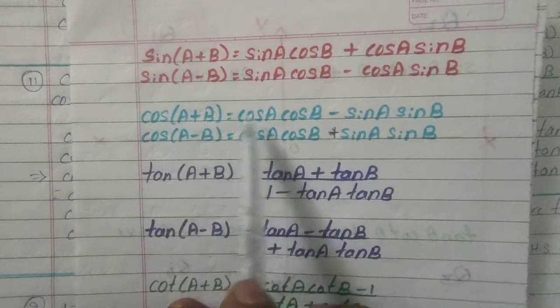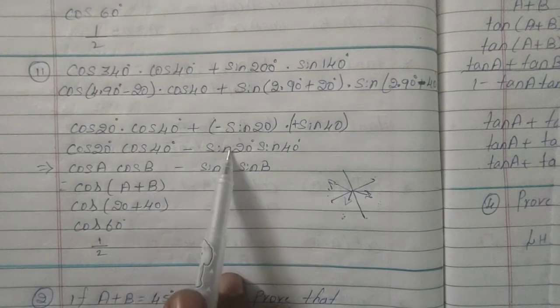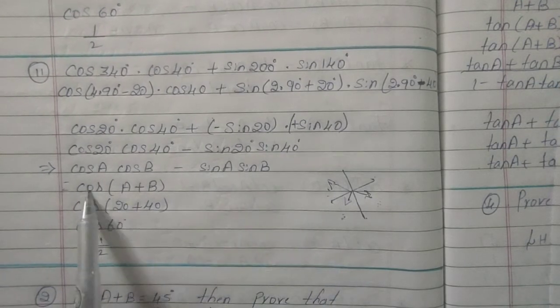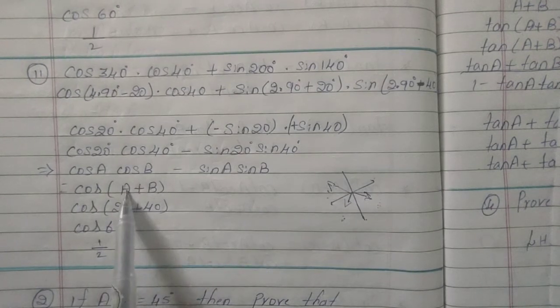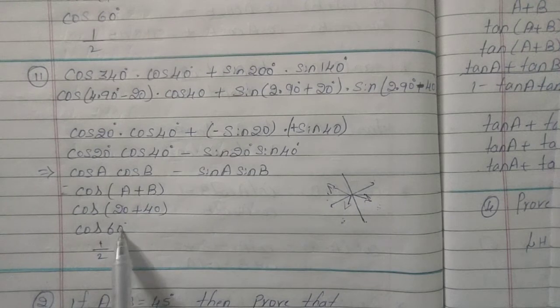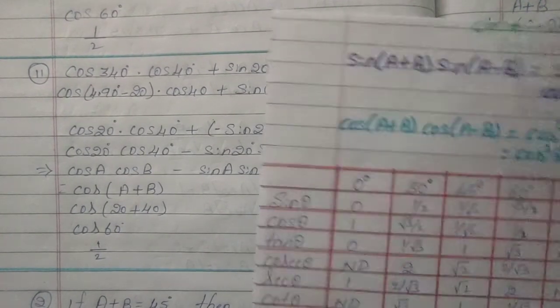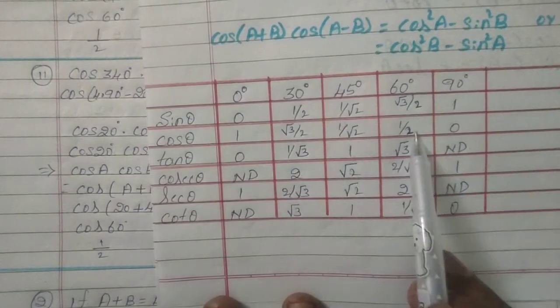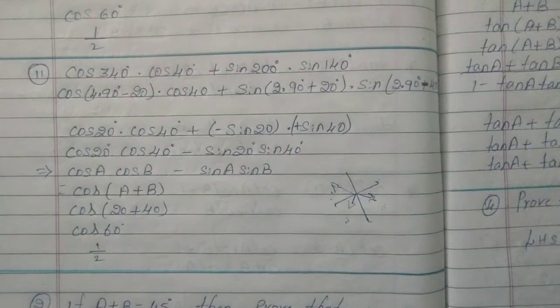What is cos(A plus B)? Cos A cos B minus sin A sin B. So here cos A cos B minus sin A sin B is there, so we can write it as cos(A plus B). So cos as it is, A is what? 20, B is what? 40. 20 plus 40 is 60. What is cos 60? Cos 60 degree is nothing but half. Next, question number 2.